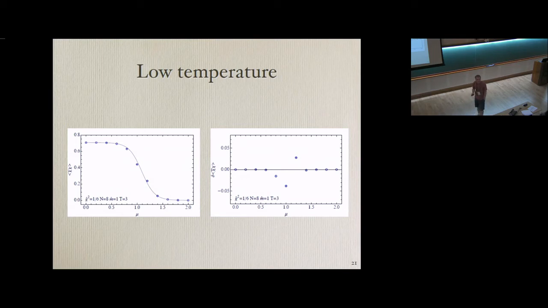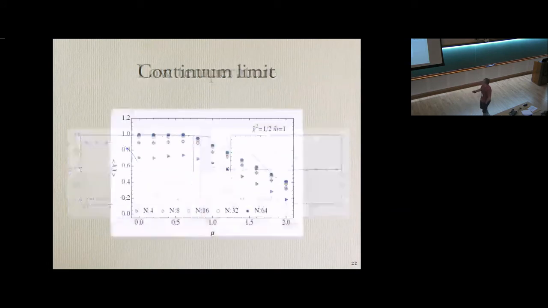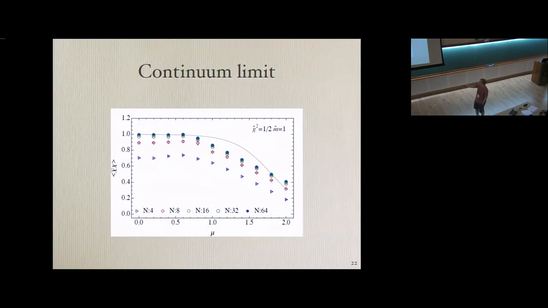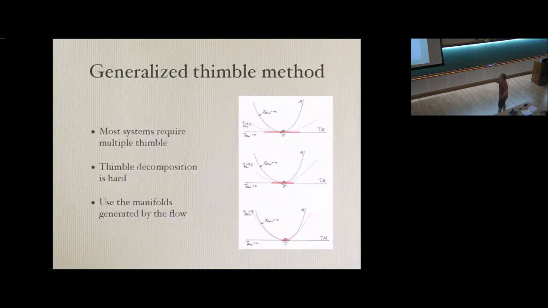And the reason for it is because actually more than one thimble contributes to the exact result, okay? And what we sampled is basically just one thimble, what we thought to be the dominant thimble. And the hope was that maybe at least in the continuum limit, a single thimble would dominate. And we've studied that. This is a number of points as we go towards the continuum limit. And what we find is that we converge to a continuum limit that looks something like this, but it's different from the exact result. So even in the continuum limit, one single thimble does not dominate.